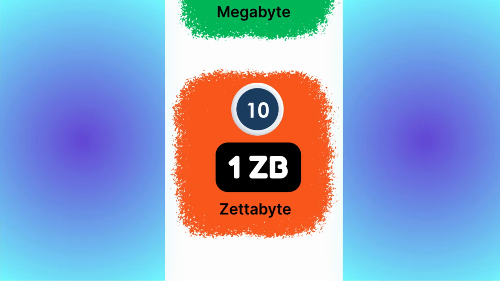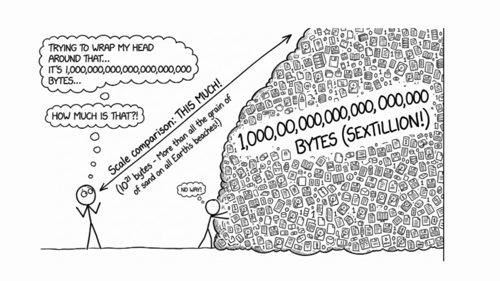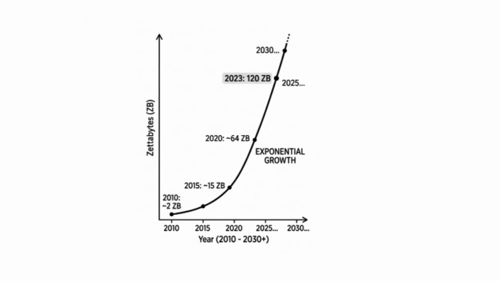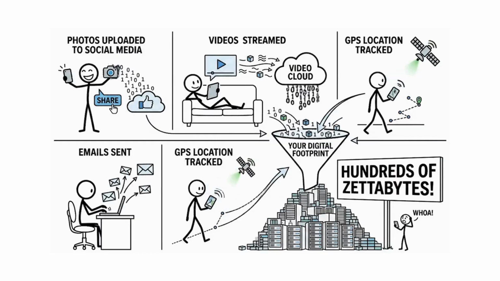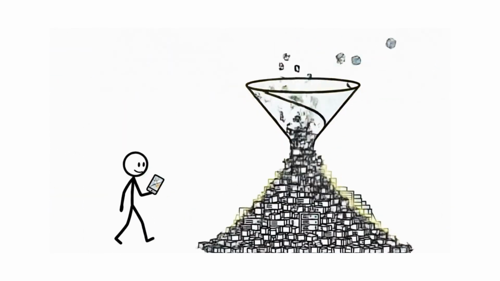Number 10, the zettabyte, ZB. We are currently living in the zettabyte era. 1 zettabyte equals over 1 sextillion bytes. Try to wrap your head around that. It's 1,000 billion billion bytes. According to recent estimates, humanity collectively generated around 120 zettabytes of data in 2023, and that number is growing exponentially. Every photo uploaded to social media, every video streamed, every email sent, every GPS location tracked, it all adds up to hundreds of zettabytes of data.